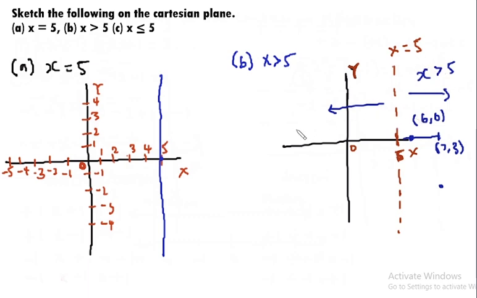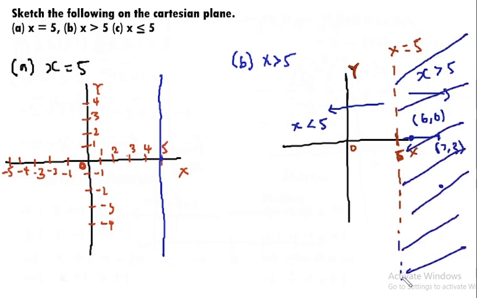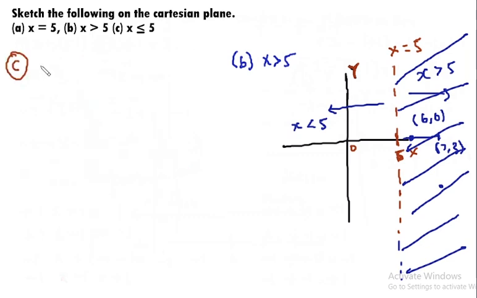For these points here, x is less than 5. While for the points towards the right of this line, x is greater than 5. I'll shade this part of my graph. So this is the graph of x is greater than 5. Let's do the next example so that we get the hang of it. For the next example, we are supposed to sketch x is less than or equal to 5.